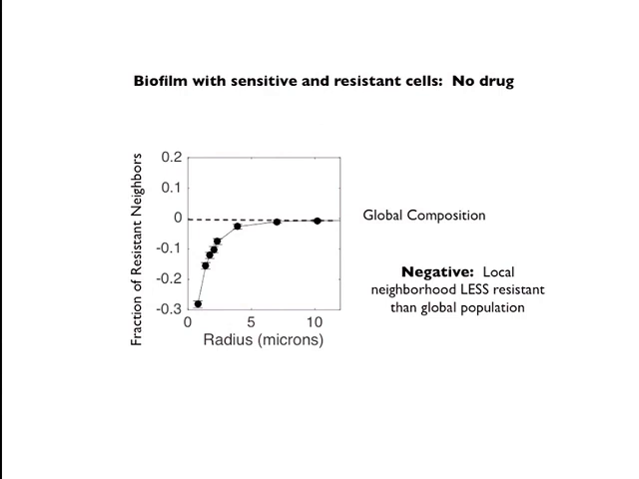So this plot is the fraction of resistant neighbors as a function of radius, right? And the 0 point is just the global composition. So we set 0 to be the global composition, which means negative values here mean that the local neighborhood is less resistant than the global population. So we do this experiment with no drug around. If you happen to zoom in on a sensitive cell, you're more likely to be around another sensitive cell than you would be by just picking a cell at random in the population. Right? Any idea why that might be?